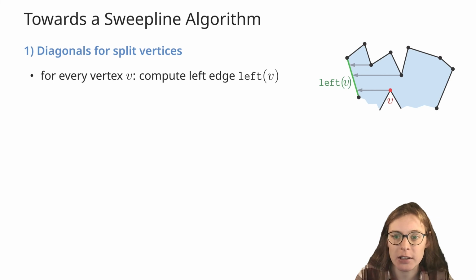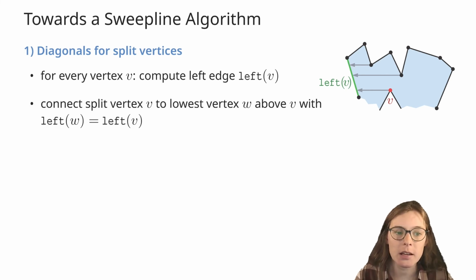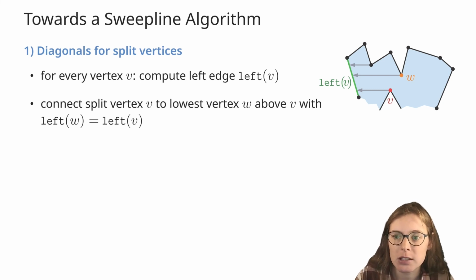as their left edge. The idea is to connect the split vertex V to the lowest vertex W that is above V with the same left edge. So in the example on the right, W will be the lowest vertex that is pointing to left V. By inserting the diagonal VW, we're going to get rid of the split vertex V.